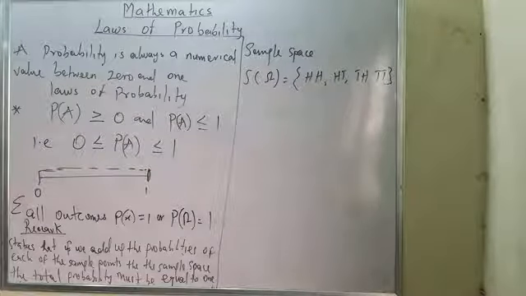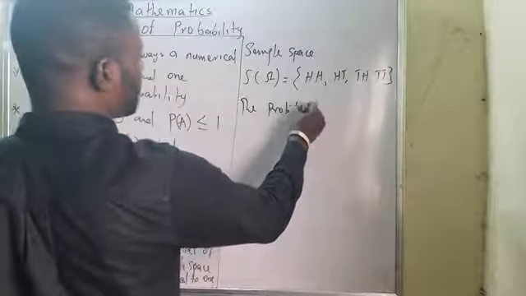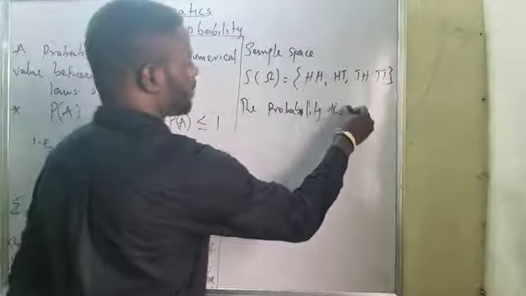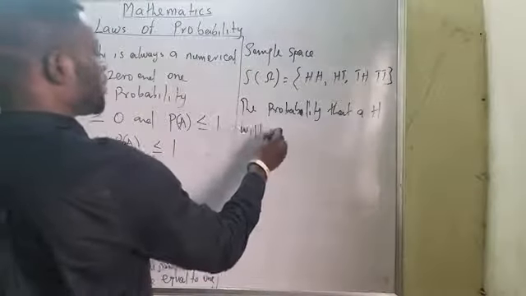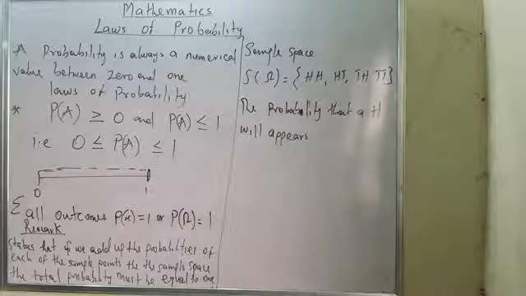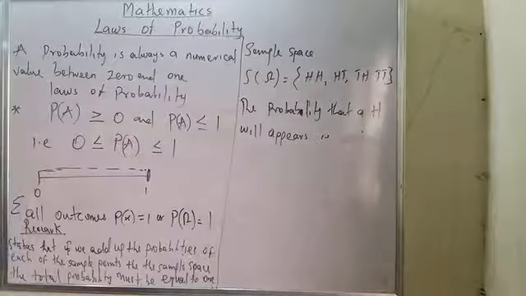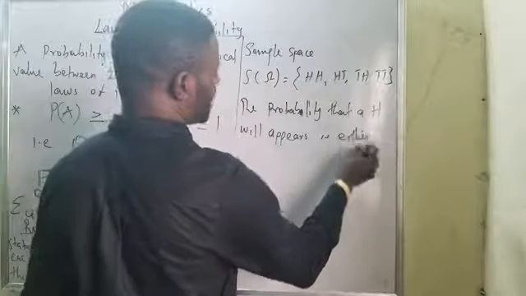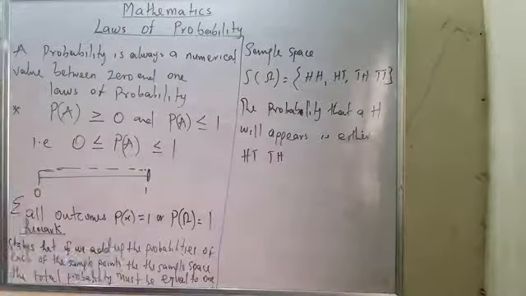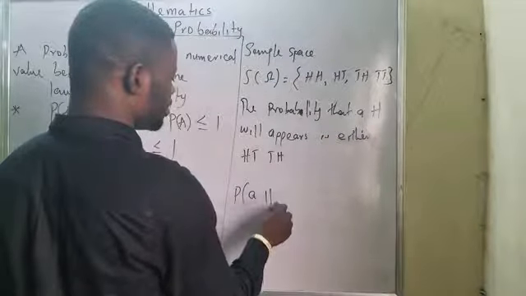Now, the probability that a head will appear is either head tail or tail head. That is the probability. Now, if I should solve that, the solution will be: probability that a head will appear.